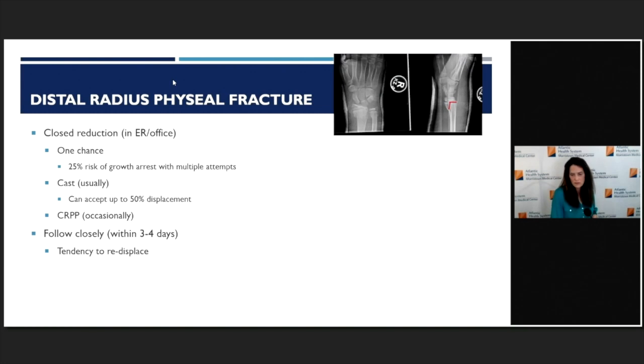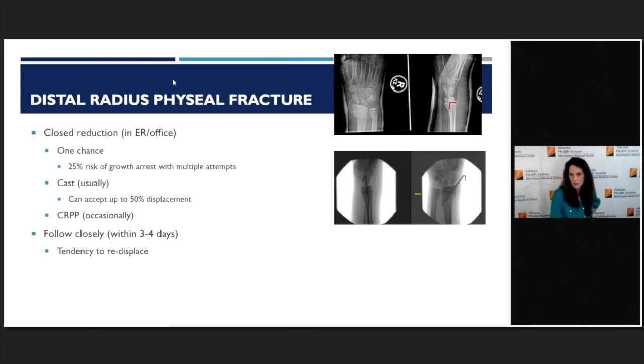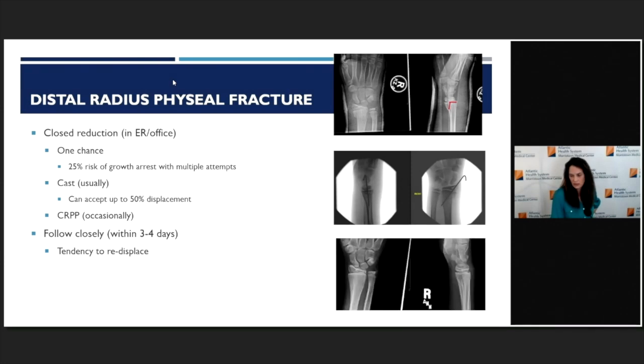And then we see them pretty closely in the very beginning, because even if you push it back into the right place and it looks great, they oftentimes have a tendency to slip back where they came from. This is an example of one that actually doesn't look too bad. Somebody put it back into place and it looked pretty good, but the kid was developing a compartment syndrome, acute carpal tunnel syndrome, so they had to take the cast off. And then the fracture completely fell apart, and so we had to go back and do a little pinning, at which point they did great after that.